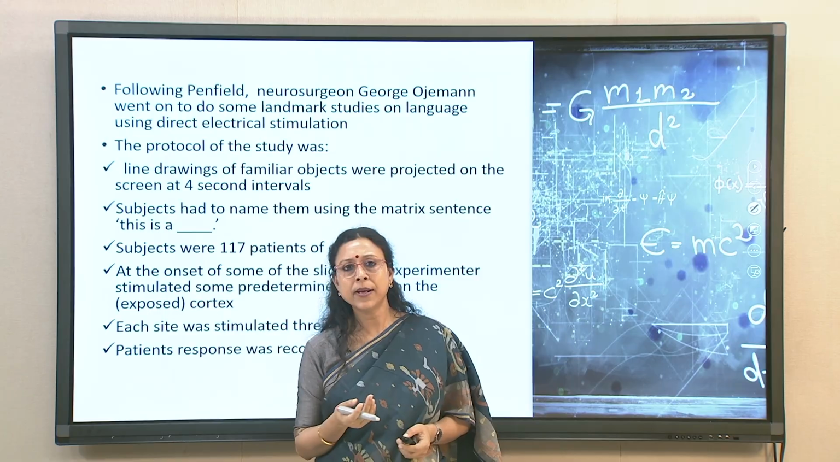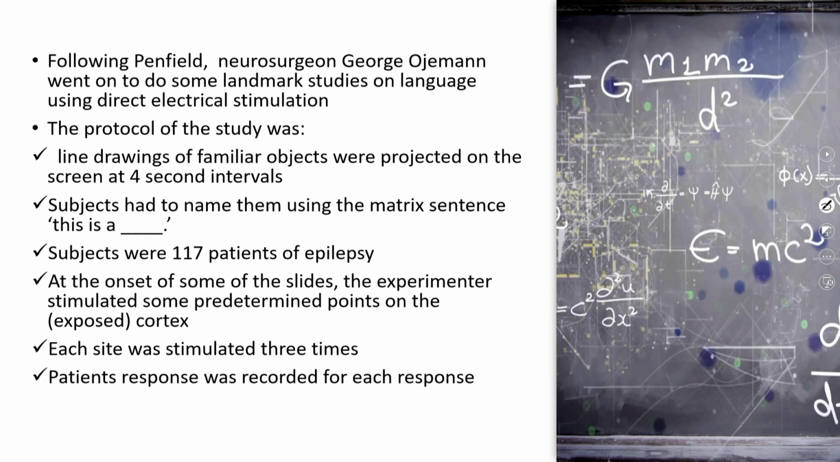So, following Penfield, many others have also carried out similar kinds of studies. Another very important study, quite a landmark study. They did this kind of an experiment. The protocol of the study was that line drawings of familiar objects were projected on the screen at 4-second intervals. Subjects had to name them using a matrix sentence. This is a tree, this is a table, this is a chair, like that. So, the object is there on the screen and they have to name it.